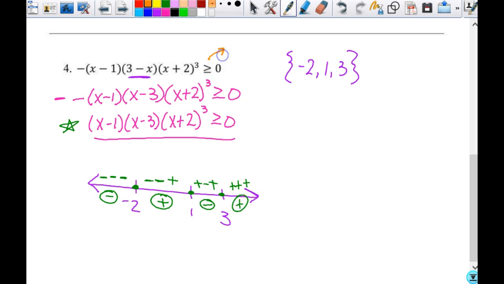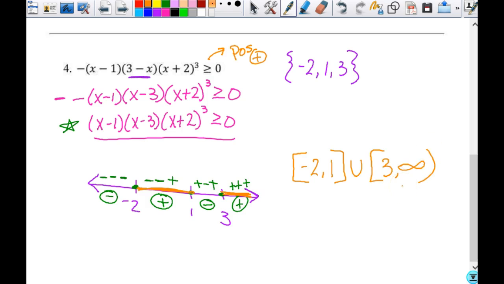Greater than or equal to 0 means I'm looking for positive. And I've already taken care of the open and closed because of the circles that I put down here. So I want this part and this part. So I go from negative 2 to 1. Do I include those? Yes, I do. And then 3 to infinity.